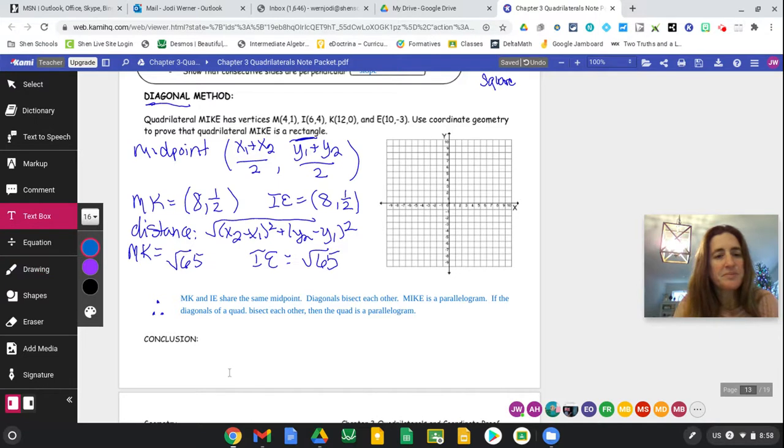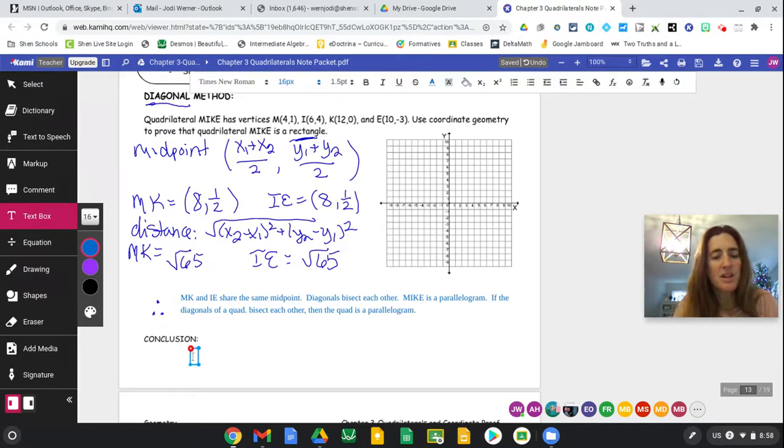So now I can go and I can write my other conclusion. I can say that MK equals IE. The lengths of the diagonals are equal to each other. And since I know this, then I know that MIKE is a rectangle.